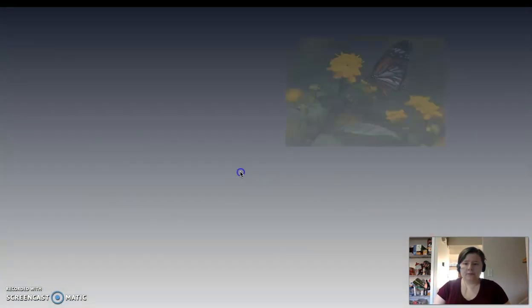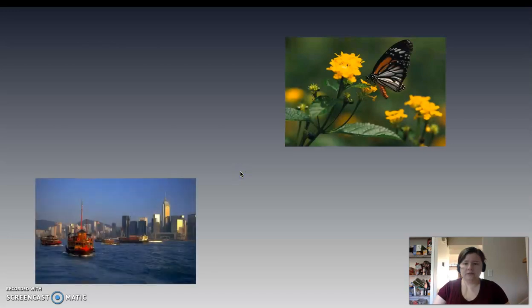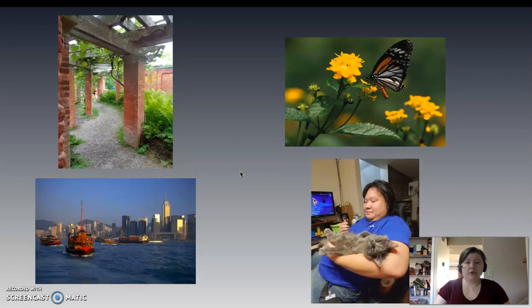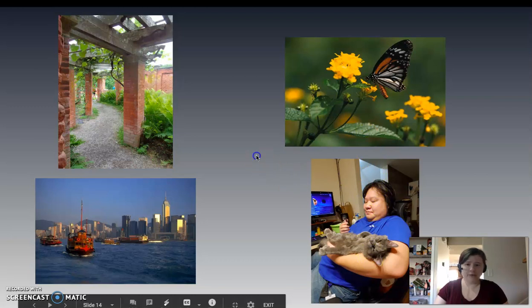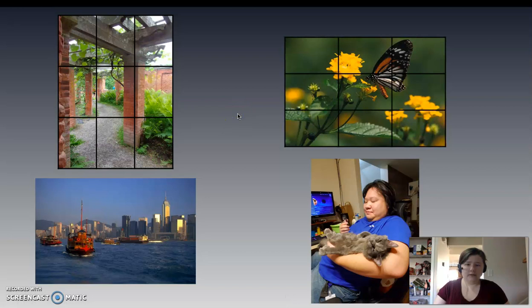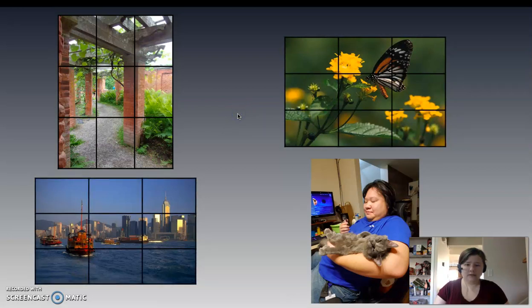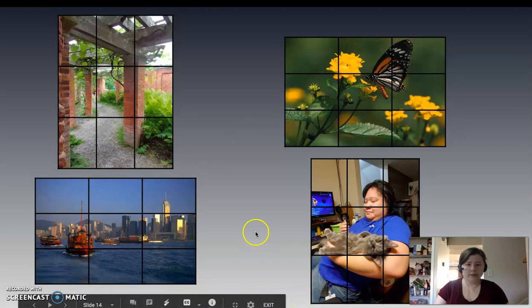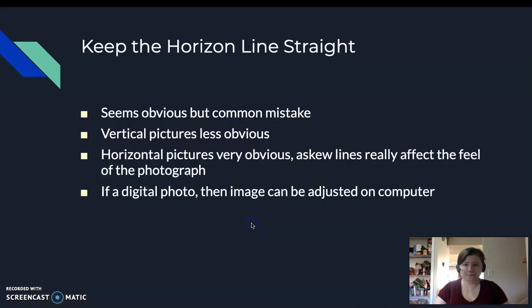So next up, we've got some examples. You can do it on both landscape orientation photos and portrait orientation photos. Hopefully these guidelines help you to think about where your important pieces of information in your photographs are.